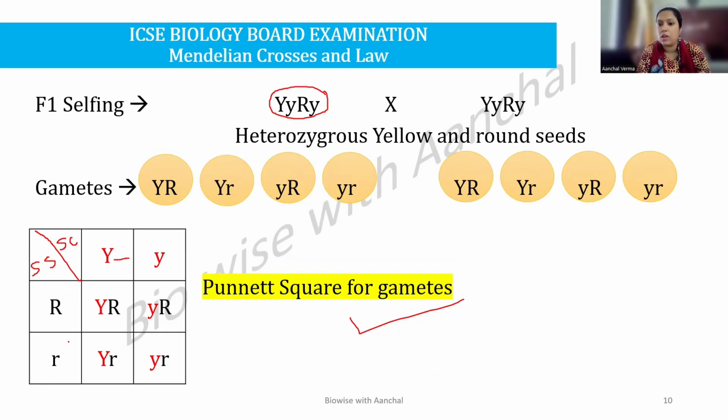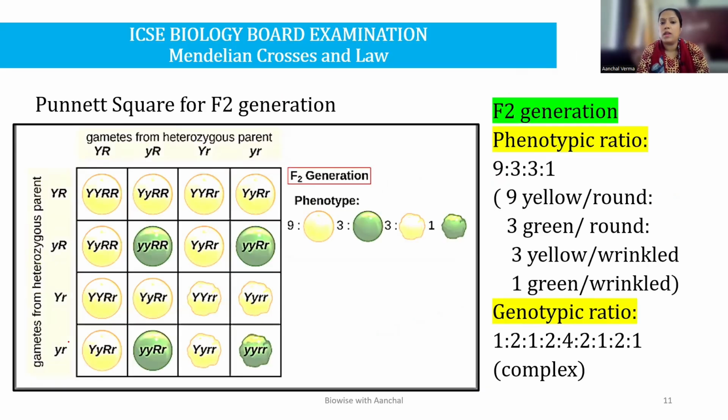I hope it's clear. Any doubt, put it in the comment section. Next one is the Punnett square for the F2 generation. Now, since you have got the gametes, all the gametes are aligned in the same way in one box and in the same order in the vertical place. So you have the gametes from the heterozygous parent. You can write here that this is from the male part and this is from the female part. Then you write the possible combinations. Now children, it will be easy for you if you use color marks for these kinds of boxes so that counting becomes easy.